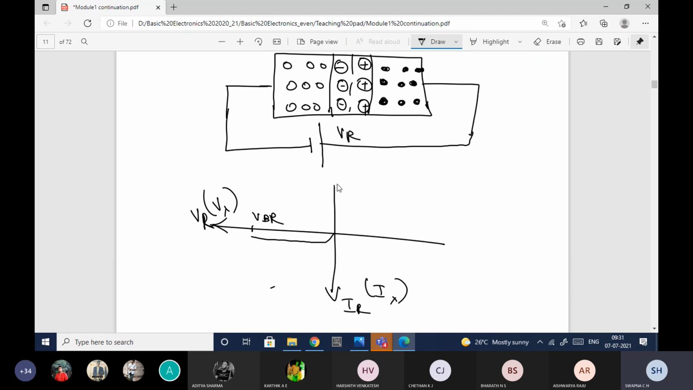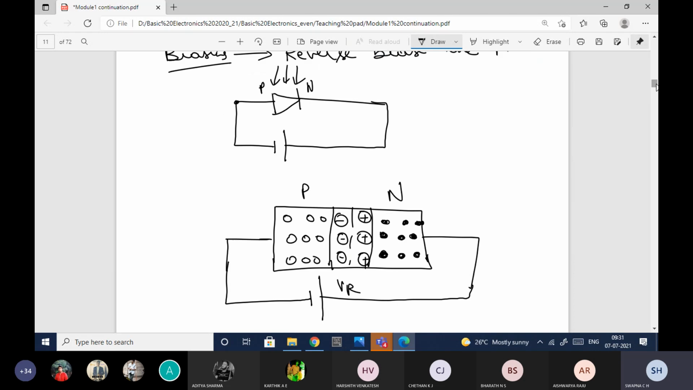Now I am impinging the light. Generally the intensity of light is measured in foot candela. Let me assume that initially I'm making some light fall on this PN junction diode, which is nothing but the photodiode. When this amount of light is impinging, electron hole pairs will be generated.